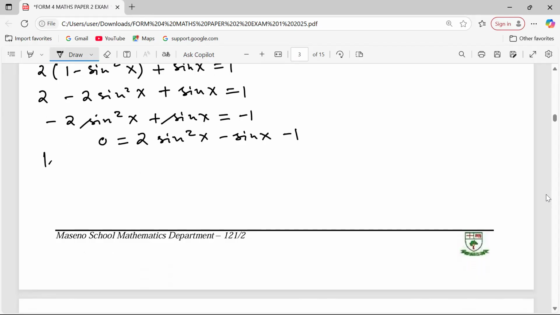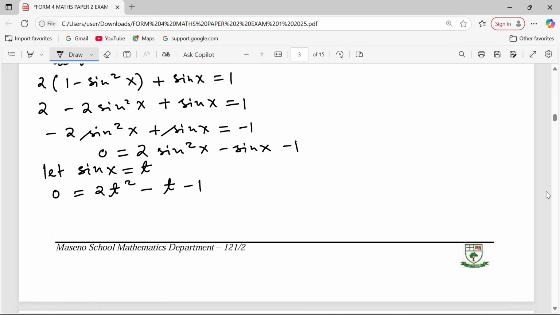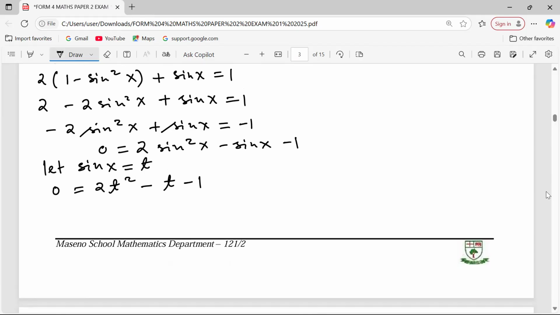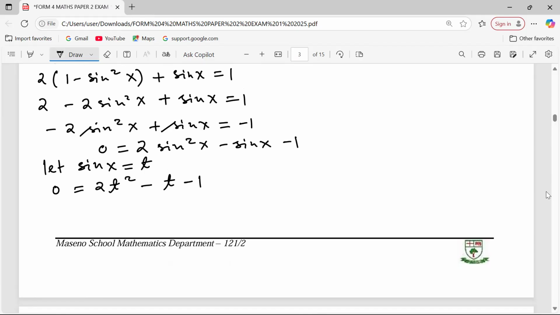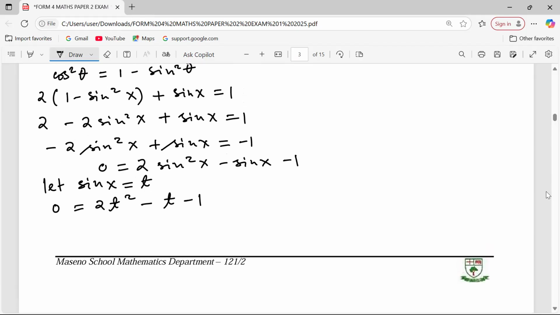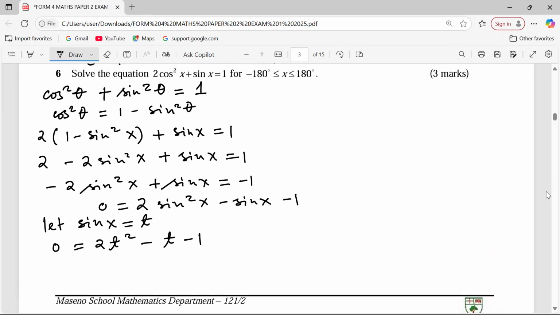We can let the sine of x be a certain unknown, say t, so that 0 equals 2t squared minus t minus 1. This is the quadratic equation that we are solving. So let's solve it even using a different method now, the factorization method.